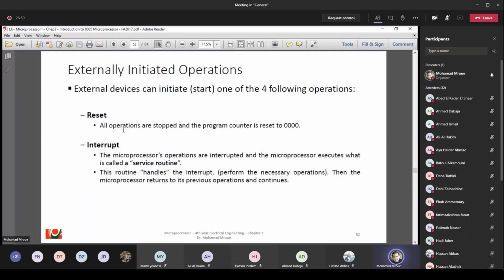Now, external initiated operations. So external devices can initiate, يعني can start one of the four following operations. Reset. In this case, all operations are stopped, and the program counter is reset to zeros. يعني إذا صار في عنا problem فينا نعمل reset للمايكرو بروسيسور ونفس المبدأ بالمايكرو كنترول بيرجع automatically على أول instruction بالprogram memory بيرجع بعيد من أول وجديد.